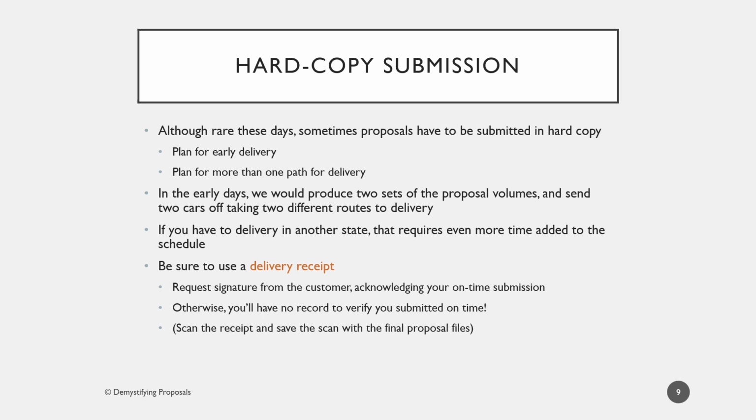Although rare these days, sometimes proposals have to be submitted in hard copy. So in your schedule, plan for early delivery and also plan for more than one path for delivery. In the early days, we would produce 2 sets of proposal volumes and send 2 cars taking 2 different routes to the delivery location. If you have to do delivery in another state, that requires even more time added to the schedule. So plan for these things as you're building your proposal schedule.